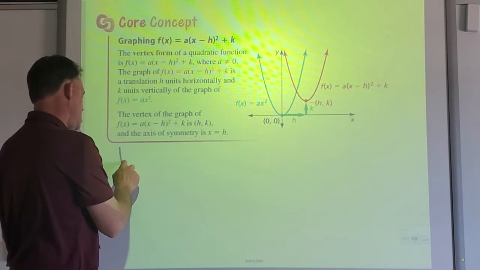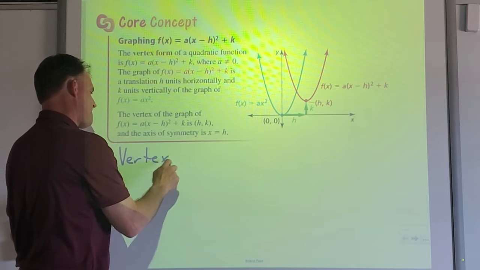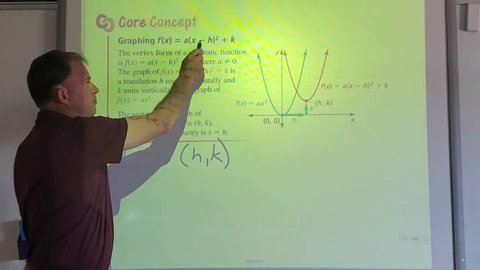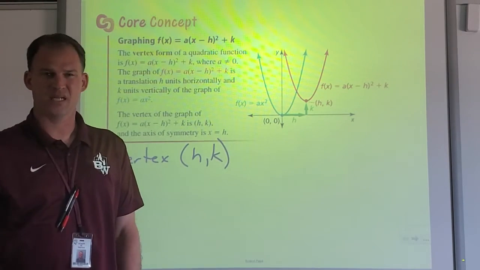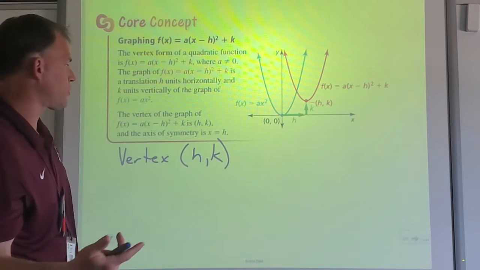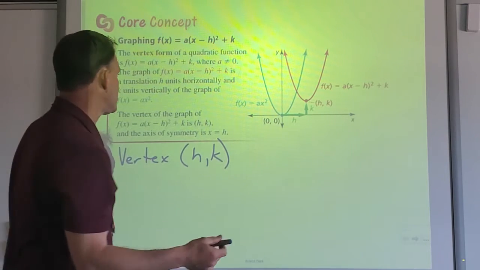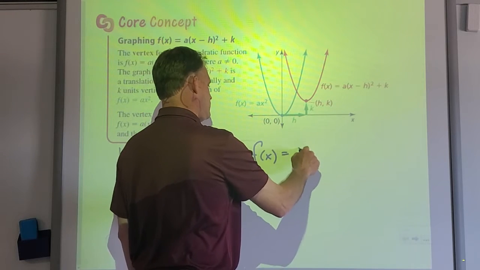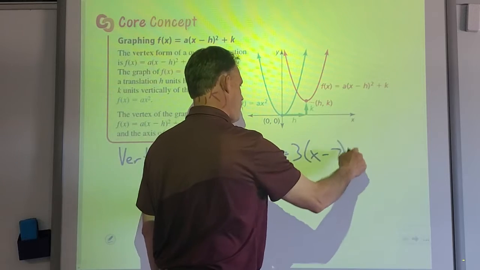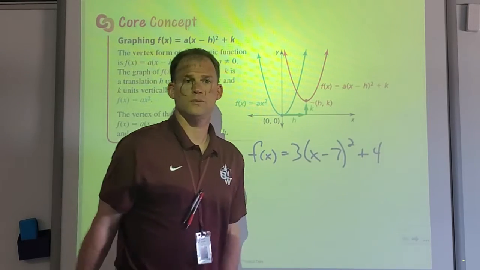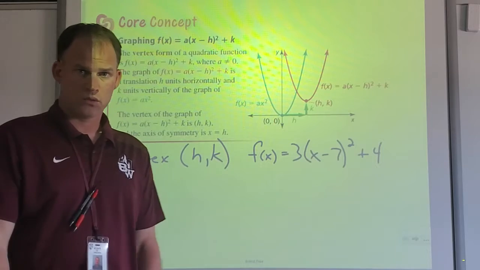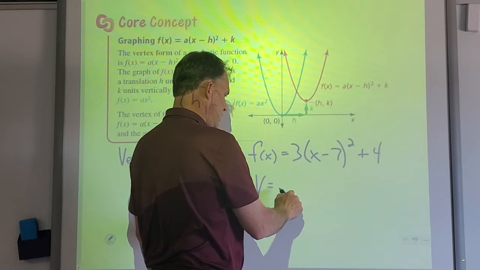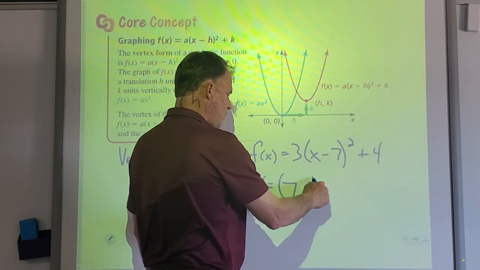So the vertex here is (h, k), all right? But since the parentheses has a minus sign, it's going to look like the opposite of what's in the parentheses. So, for example, if I would have this, what is the vertex? Well, I take the opposite of what's in parentheses, so my vertex here would be 7, 4.